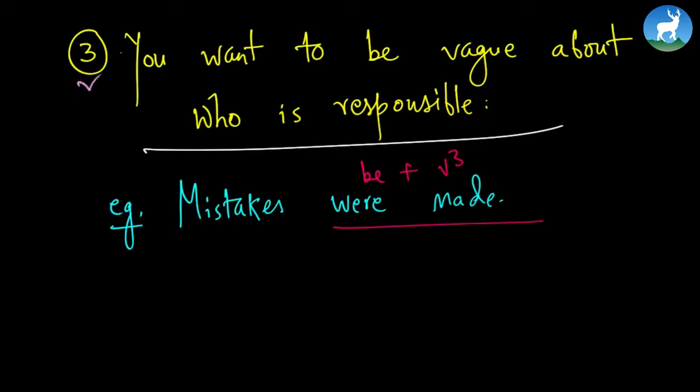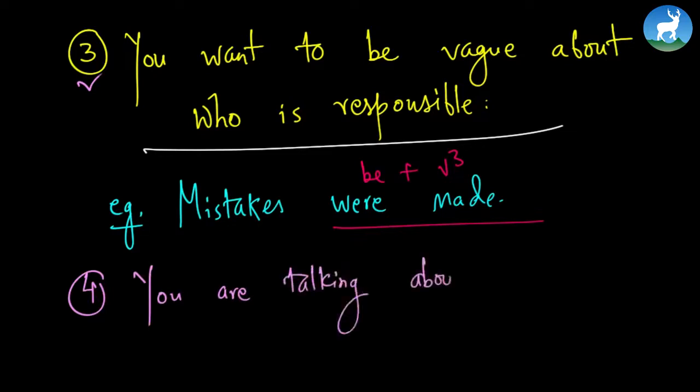You want to be vague about who is responsible. Who is responsible for these mistakes? Somebody asked. And you say, I don't know, because this is quite diplomatic kind of writing. A lot of bureaucratic writing is written like this. So we don't know who made the mistake, or we are rather being irresponsible about who's responsible for making the mistake.